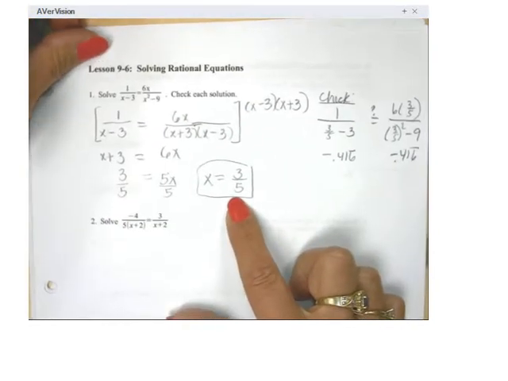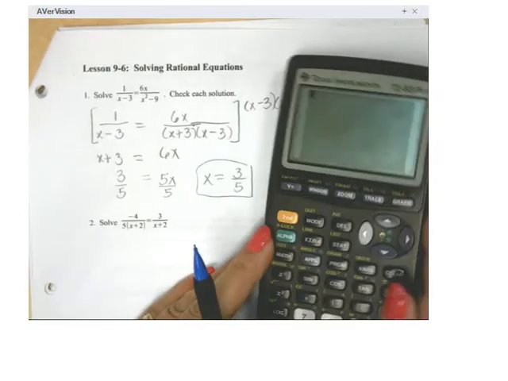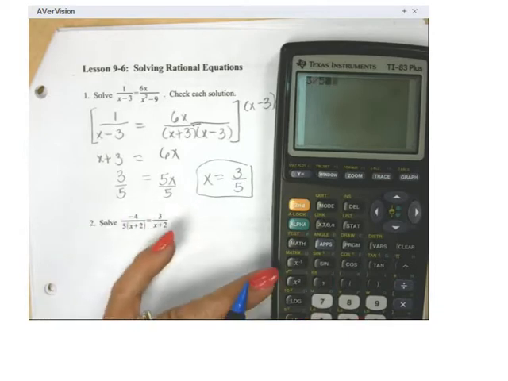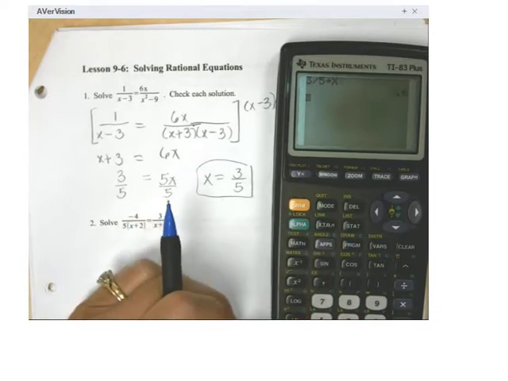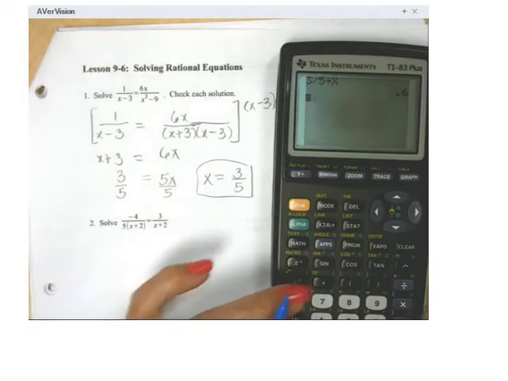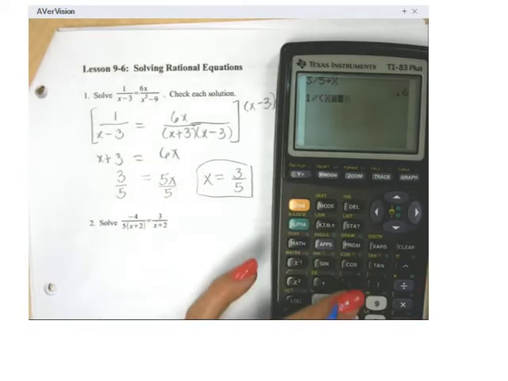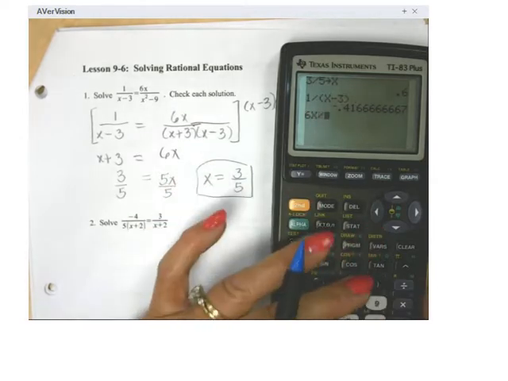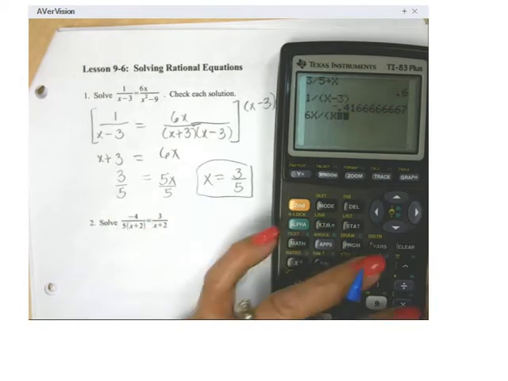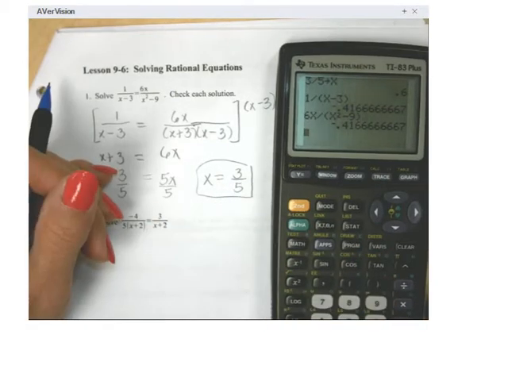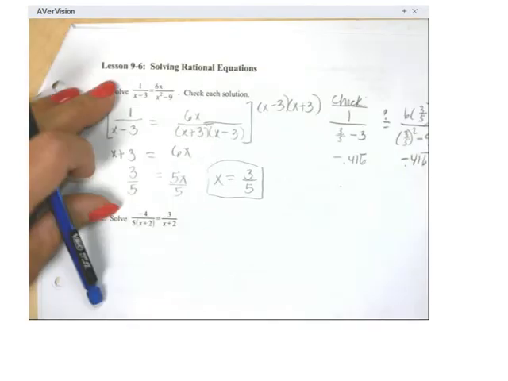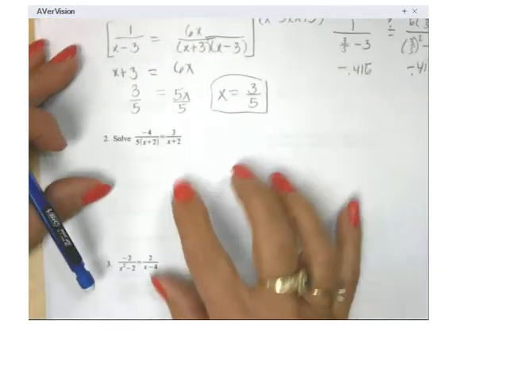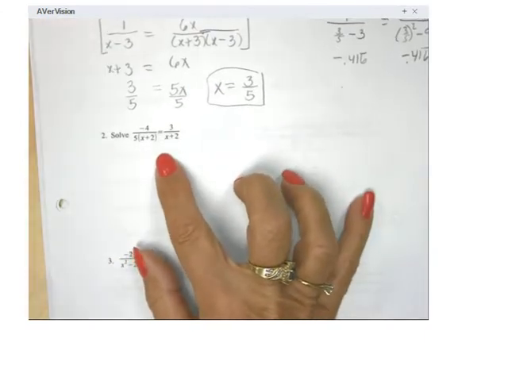And so remember, we can use that checking technique on our calculator, where we could literally go on our calculator and take the fraction 3/5, and we could store it as x. And then I could check my left side, 1 divided by left parenthesis x minus 3. And I could check my right side, 6x divided by left parenthesis x squared minus 9. And I'm good to go. All right, so I probably would let you have a calculator. Although we didn't really need any calculator to do this, it is nice to check them with a calculator.